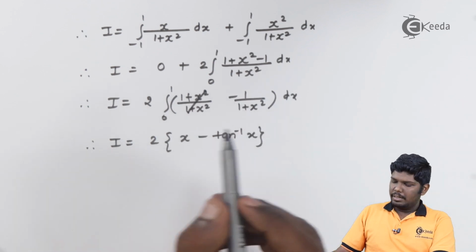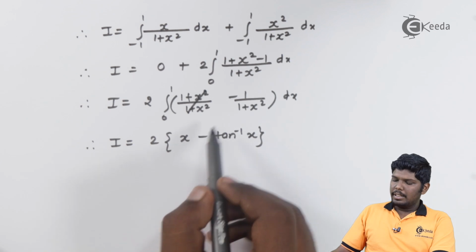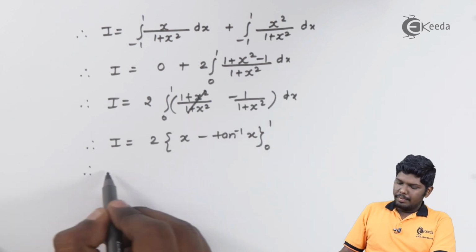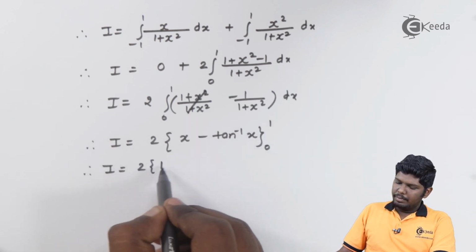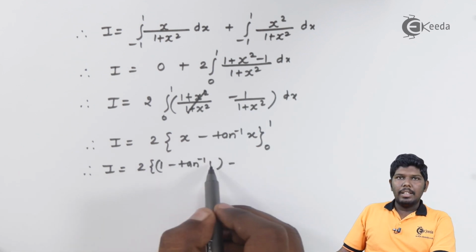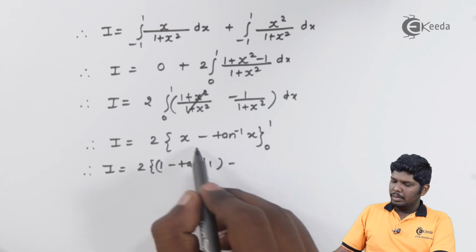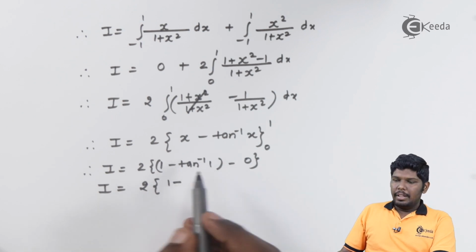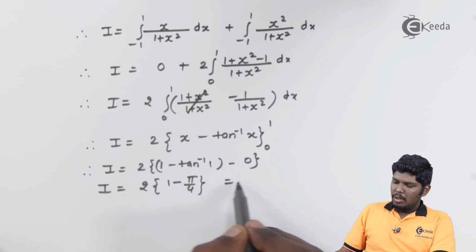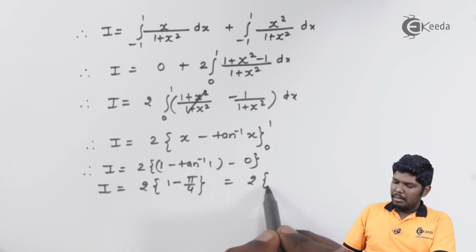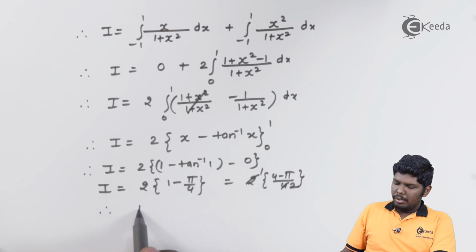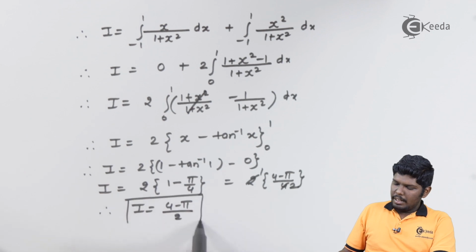And on integrating these two functions, integration of 1 will be x minus integration of 1 upon 1 plus x square will give you tan inverse x within limits 0 to 1. On substituting upper limit, we have 1 minus tan inverse 1. And after substituting x as 0, both the terms will become 0. Value of tan inverse 1 is pi by 4. On further solving, this will give you 4 minus pi upon 4. We have 2 into 1 over 4, so we cancel the common factor. Therefore, it will be 4 minus pi upon 2. This is our final answer.